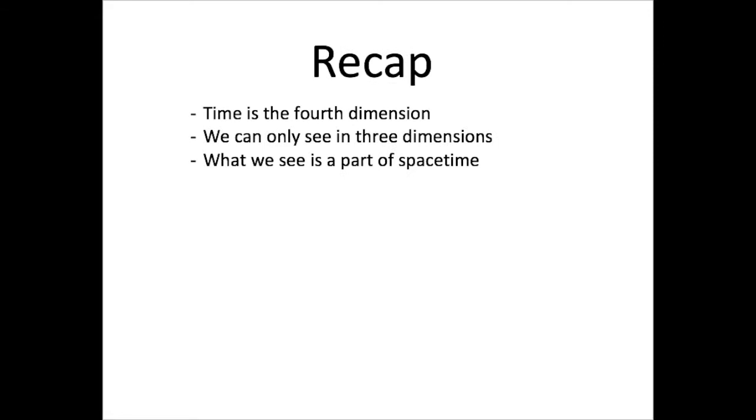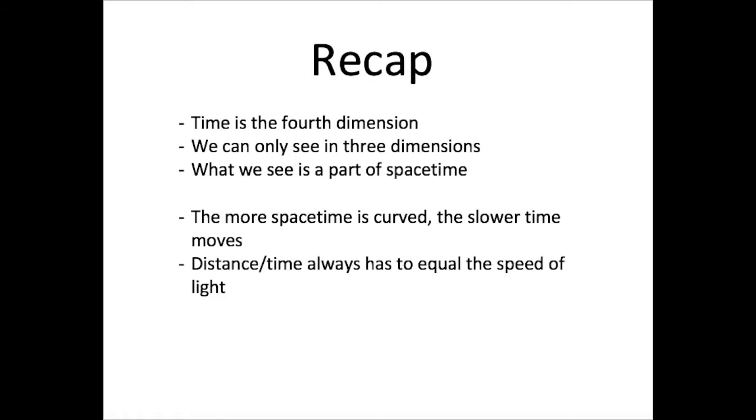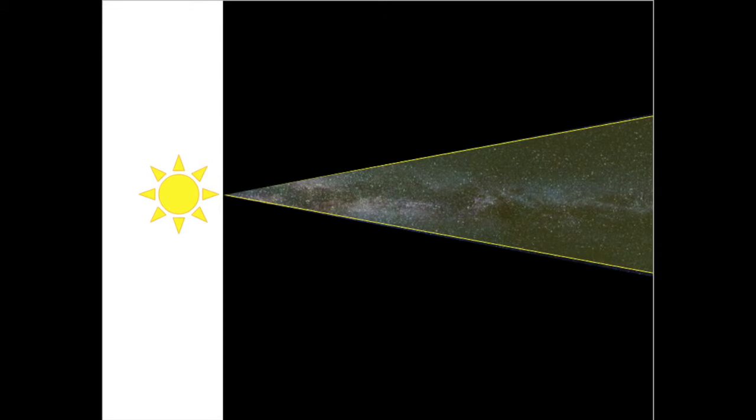Okay, so we now know that the more spacetime curves, the slower time is on that heavy object curving it, because time has to slow down to accommodate for the increased distance. Distance over time always has to equal the speed of light. But why does it have to equal the speed of light? What does light have to do with time? Well, light is how we see anything in the universe. If there was no light, we wouldn't be able to see anything, including seeing time pass by.